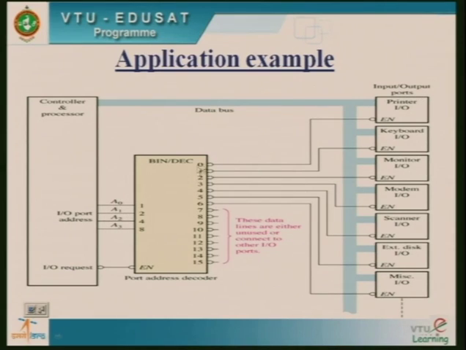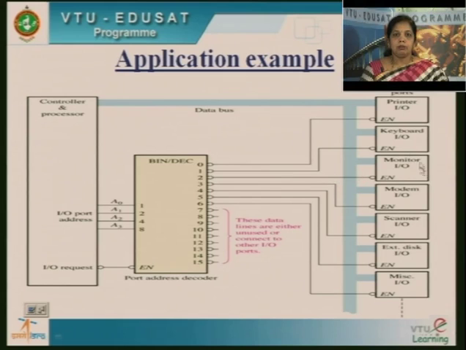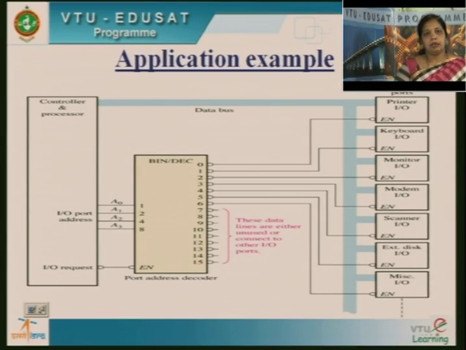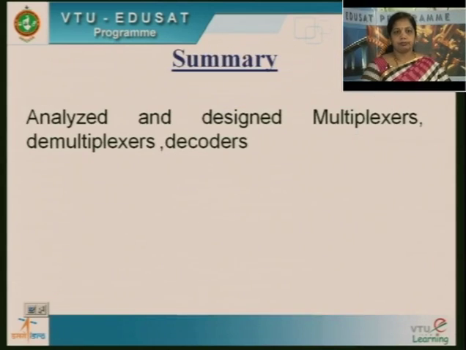So a 4 to 16 decoder, now you have these 4 inputs. Based on any one of these codes, one output will be active. So that particular port will be activated and this can communicate with the particular port. So this is one of the applications of the decoder; as such there are multiple applications of decoders.